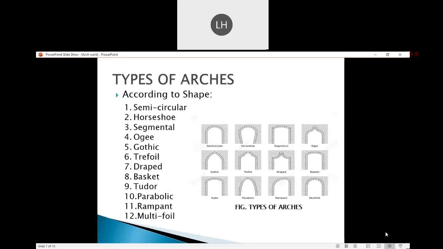There are so many arcs, and arcs are classified according to the shape, number of centers, and workmanship and materials. According to the shape, there are circular arc, horseshoe arc, segmental arc, ogee arc, Gothic arc, trefoil arc, draped arc, basket arc, Tudor arc, parabolic arc, rampant arc, multifoil arc.